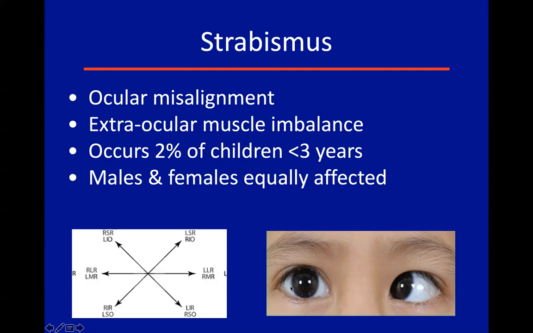It occurs in about 2% of children under 3 years of age. That's considered a lot. So for every 100 children born, there will be 2 children that will have strabismus. Males and females are equally affected.